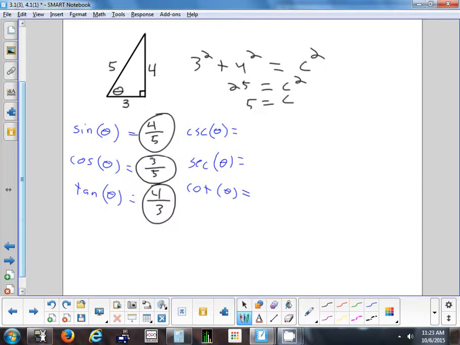All right. Now, once we get sine, cosine, and tangent, Nathan, what do I do with all 3 of these to get the next 3? You just flip them. Here's your cosecant, 5/4. Secant, 5/3. And cotangent, 3/4.